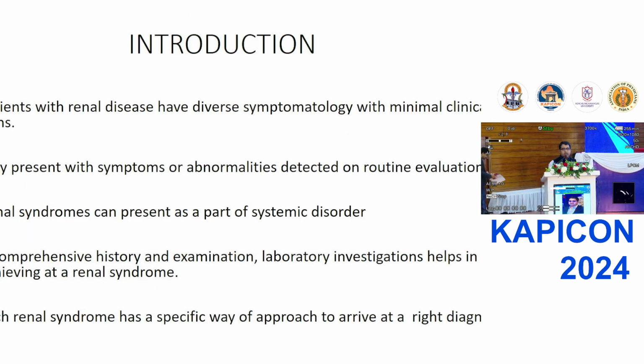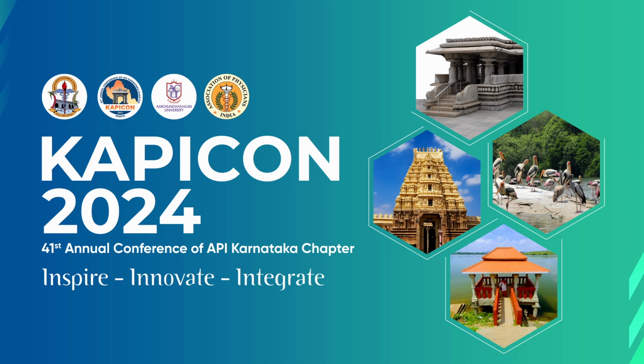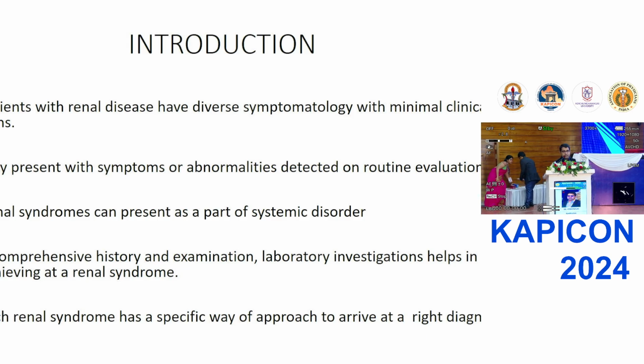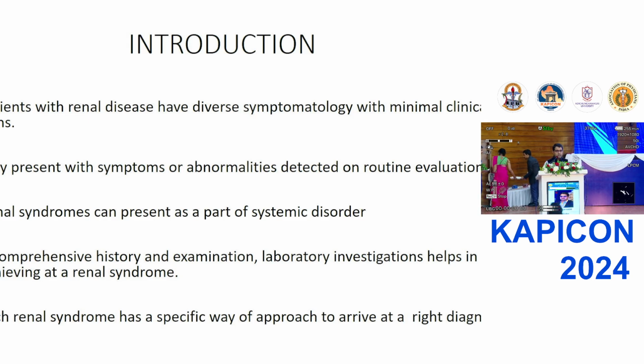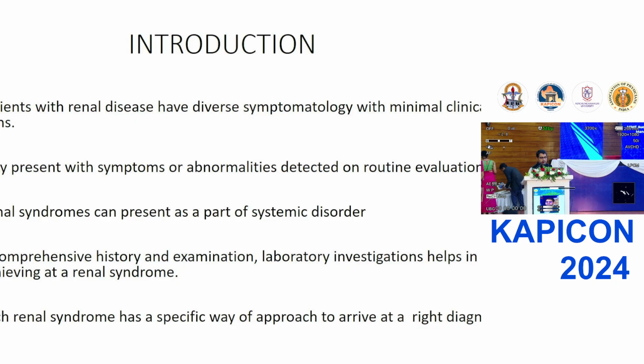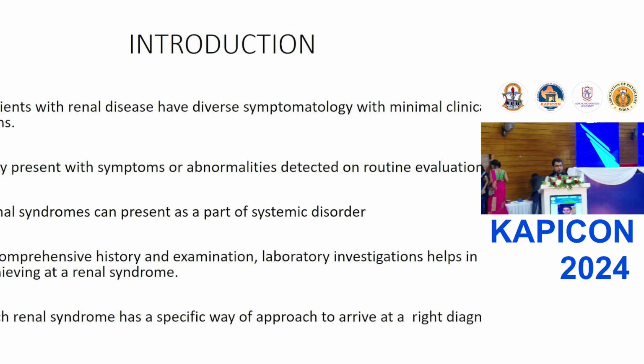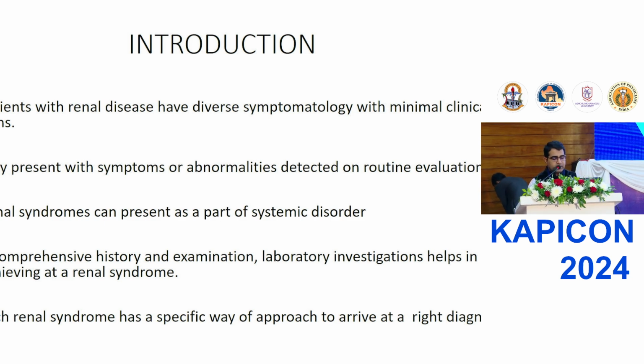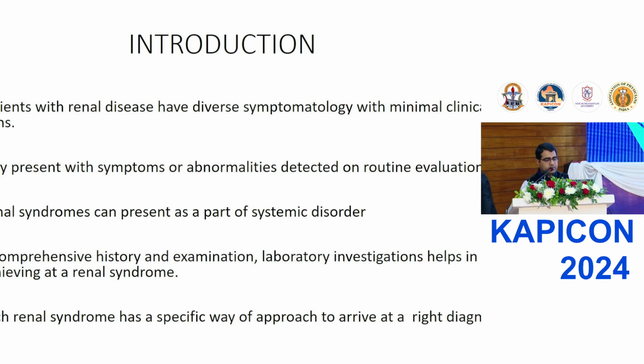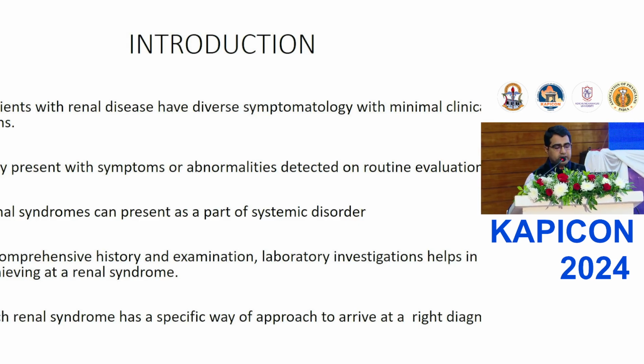So, why exactly do we need biopsy? To understand that, let us understand why renal symptoms are diverse. As we know, there is no one specific symptom that could point to the renal pathology. So patients with renal diseases have diverse symptomatology with minimal clinical signs. They might present with symptoms or abnormalities detected on routine evaluation. Also, renal syndromes can present as a part of a systemic disorder. A comprehensive history, examination, and laboratory investigations help in arriving at a particular renal syndrome. And each renal syndrome has a specific approach to arrive at the right diagnosis.